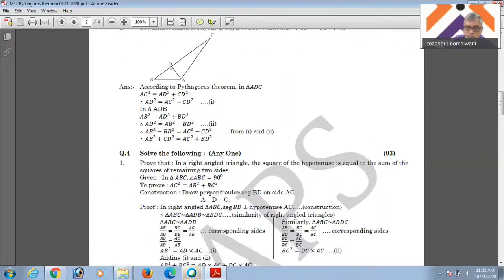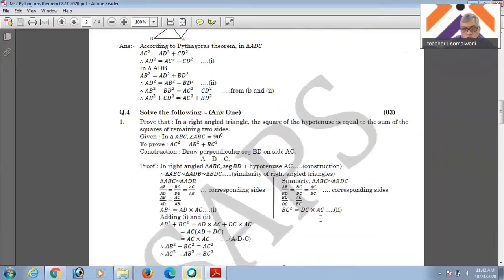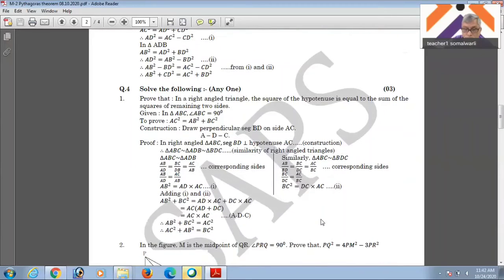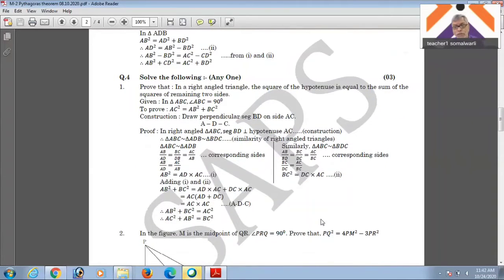Now, solve any one of the following. That is the fourth question, which is having 3 marks. Here, we have to prove the Pythagoras theorem, because the statement of the Pythagoras theorem, which I have told you, is about area, the sum of the areas. But here we are proving the application of it, and hence in a right angle triangle, the square on the hypotenuse is equal to the sum of the squares of the remaining 2 sides.